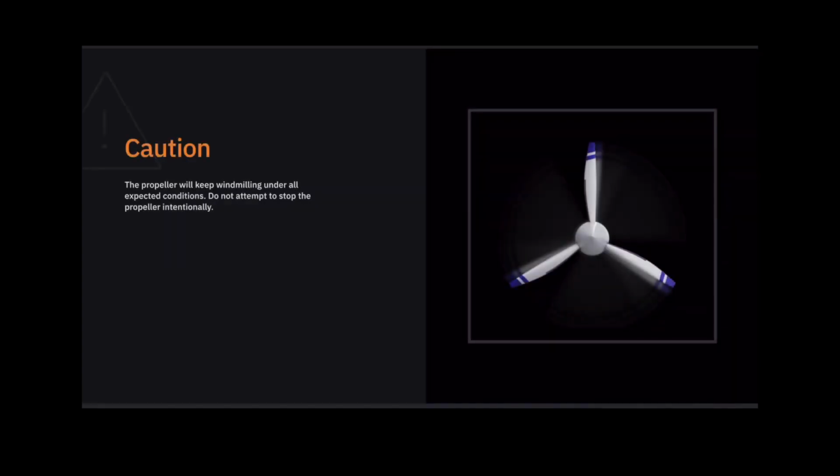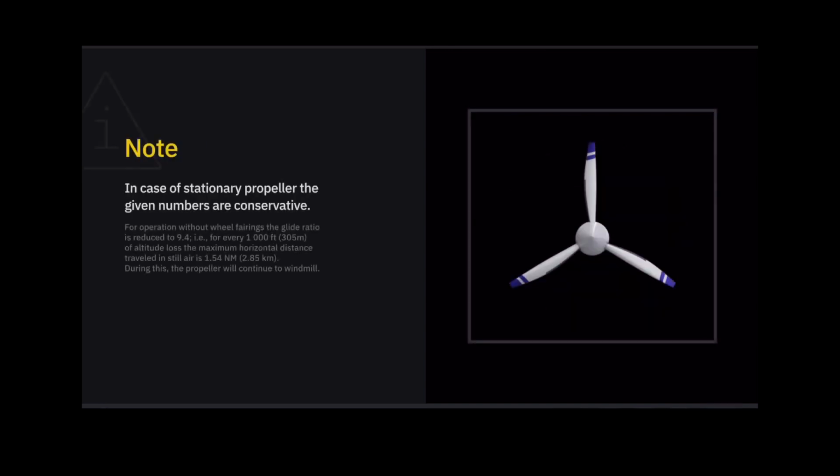Caution: the propeller will keep windmilling under all expected conditions. Do not attempt to stop the propeller intentionally. Note: in case of stationary propeller, the given numbers are conservative. For operation without wheel fairings, the glide ratio is reduced to 9.4. That is, for every 1,000 feet of altitude loss, the maximum horizontal distance traveled in still air is 1.54 nautical miles.